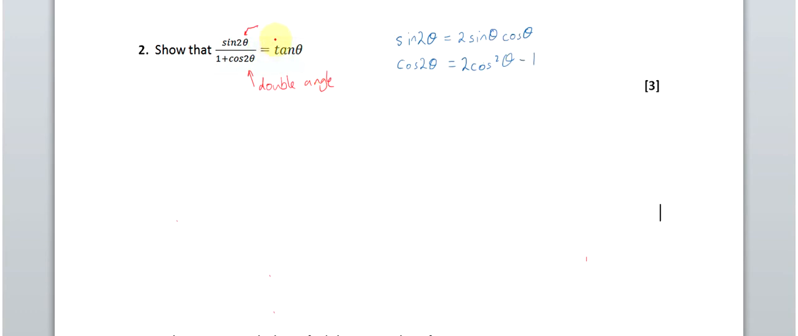Now, just a brief word of this. How do we know it's double angle? Well, we've got the 2 theta there. That's a clue. The fact that we're going for theta here, we're going from double angle to single angle. That's a really big clue, because these are the sets of formulas that convert double angle, 2 times whatever it is, to single angle.